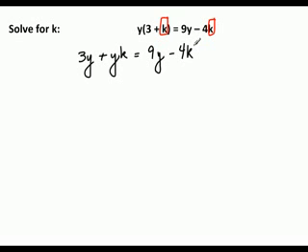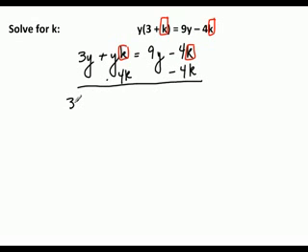Then let me think about where the k's are. And I like using this kind of box technique so it focuses my attention on what I want to do. These need to be on the same side. So what I'm going to do is subtract 4k from both sides. So this leaves me with 3y.